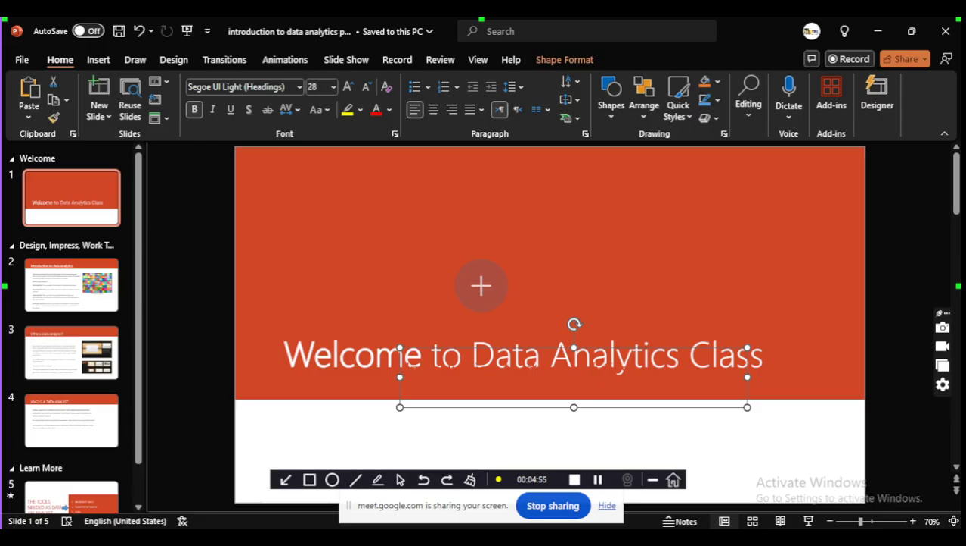Now let's start with the meaning of data analytics. What is data analytics? Data analytics simply means, so let's see, data analysis is the collection.